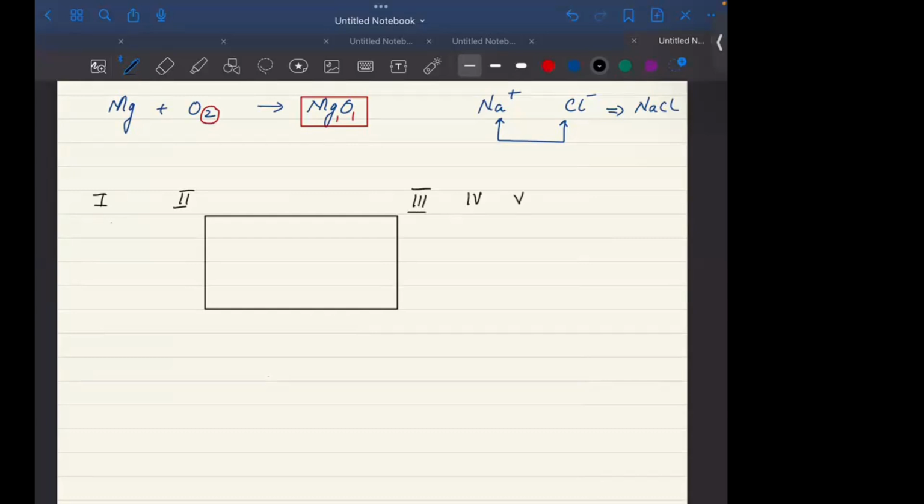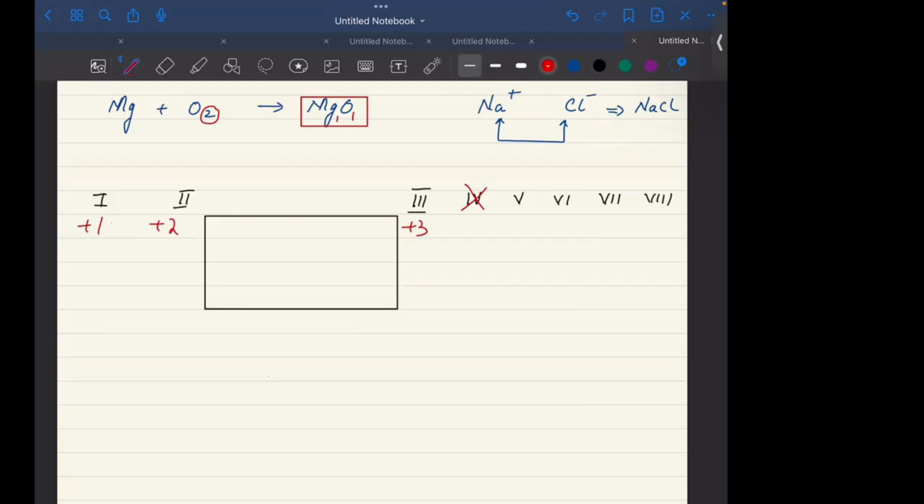Similarly, let's talk about group 4. Elements of group 4 do not lose or gain electrons, so we are not talking about them. What about group 5 elements? Group 5 elements have 5 valence electrons. They need 3 more electrons to complete their octet. So they gain 3 electrons.